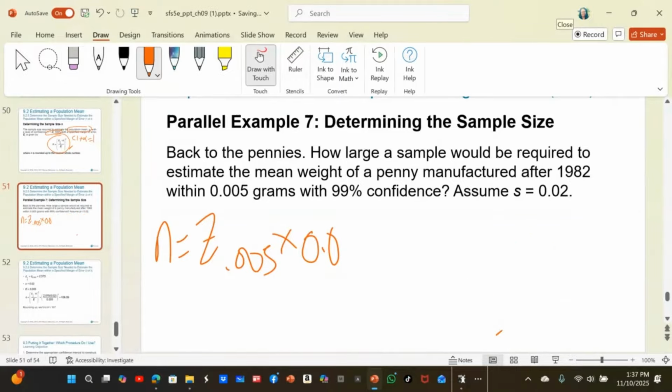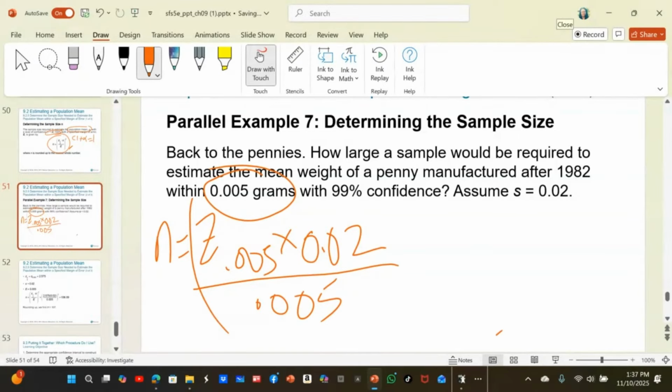So the standard deviation is 0.02, divided by the margin of error. And what is the margin of error? Whenever I see the word within, I know it's the margin of error. So that is 0.005. Remember that you have to square it because your answer cannot be negative, and your answer cannot contain decimals. So let's go ahead and calculate. You find the critical value, multiply by the standard deviation, divide by margin of error, then square all of it.